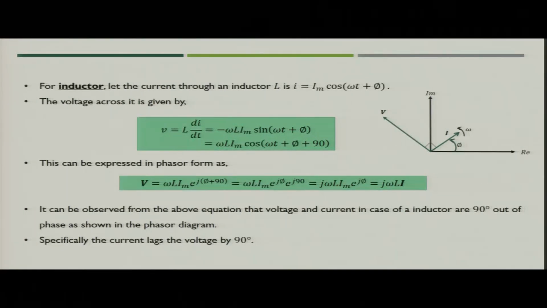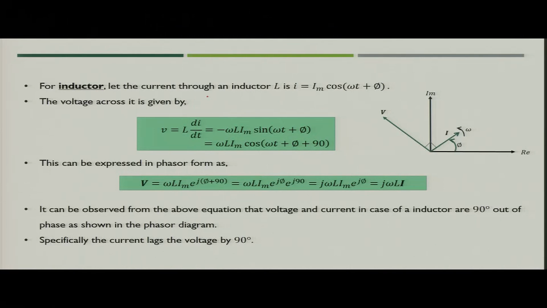For the inductor, let us assume that the current is i equals Im cos(omega t plus phi). So, let us see the performance of inductor voltage and current with respect to phasor in the inductor. Let us say the current in the inductor is i equals Im cos(omega t plus phi).